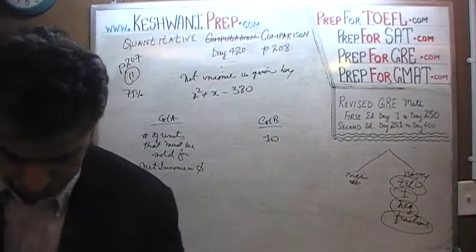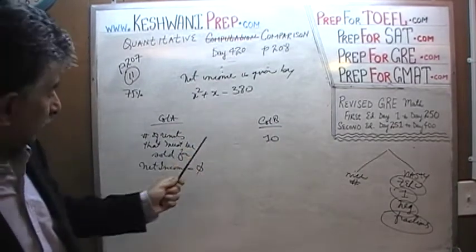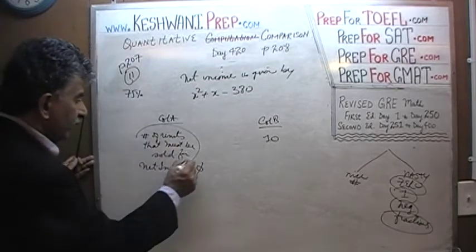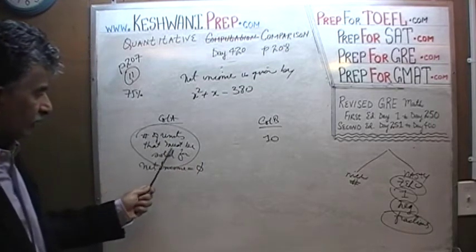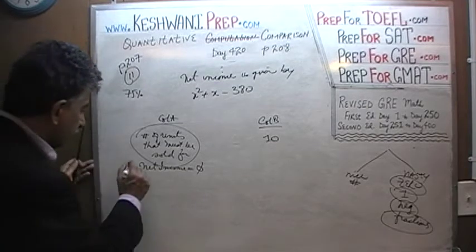So here's what's going on. We are told that net income is given by this expression. They're looking for how many units we need to sell, the number of units that must be sold for the net income to be zero. We want net income to equal zero.